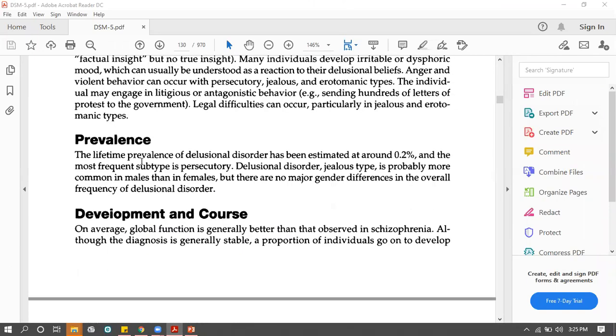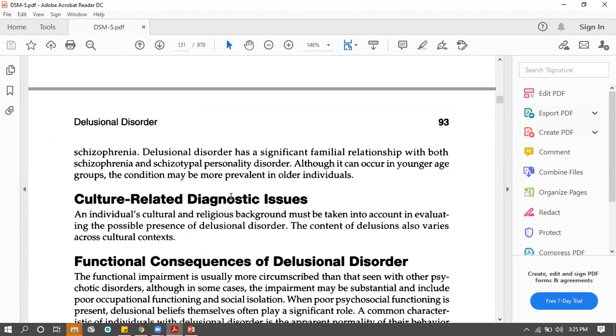you're supposed to study the prevalence as well. So if you look at prevalence, we're going to talk about generalizability. Is it found in everyone or not? So it's found in around 0.2 percent of the people, and the most common type is persecutory. So in terms of generalizability, persecutory might be more generalizable than other types of delusions, according to the statistics we have in prevalence. Now, according to the gender difference, the jealous type is more commonly found in males than females. So obviously, there is also a gender gap as well. So you can use this information to talk about the generalizability factor in terms of this diagnosis.